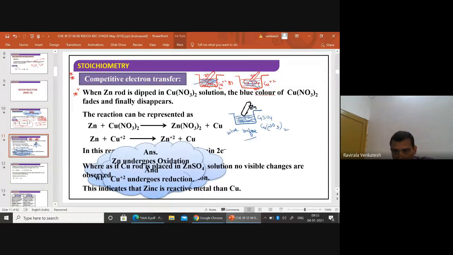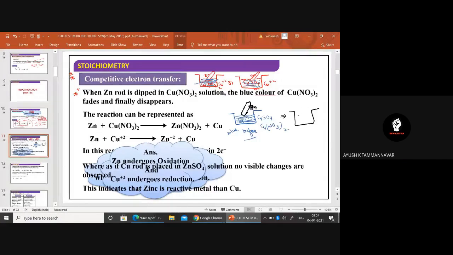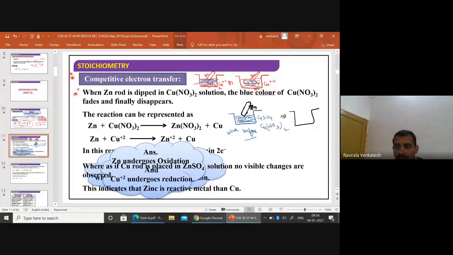So after some time, after something like 10 minutes, what is happening here? The solution does not lose its blue color, isn't it? It becomes colorless. The blue color will fade. Don't go to the green color, beta. It almost becomes faded, and after one day it completely becomes colorless. But immediately what do we observe here?